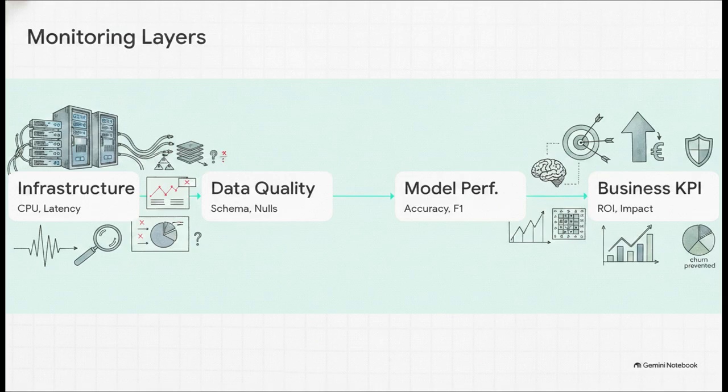Then, Layer 2 tracks data quality, scanning for statistical deviations or unexpected null values in incoming requests. Layer 3 is where you evaluate actual model performance, digging into metrics like accuracy and F1 scores. And finally, Layer 4 connects those model outputs directly to business KPIs. That top layer is your ultimate measure of value, because it links technical metrics to tangible business outcomes, like how much churn you prevented or how much fraud you caught.